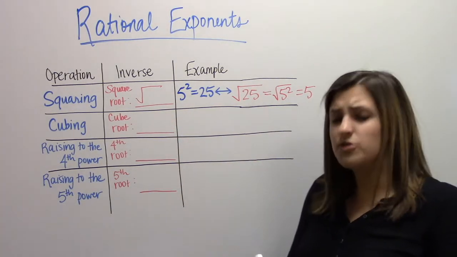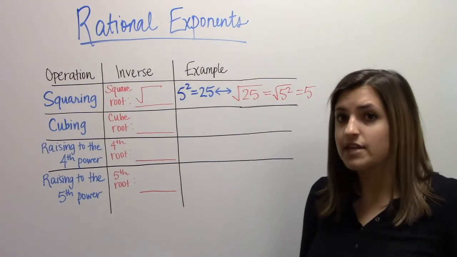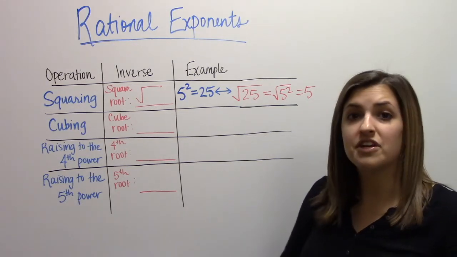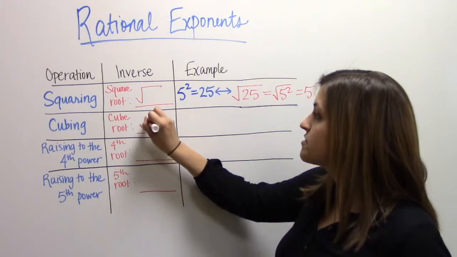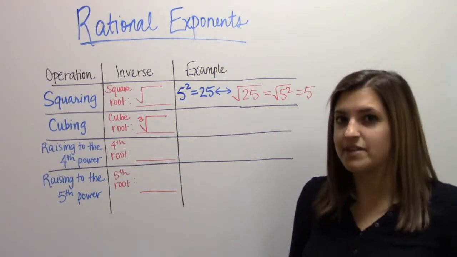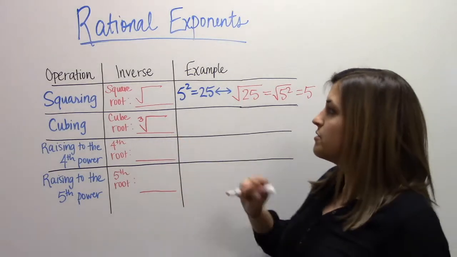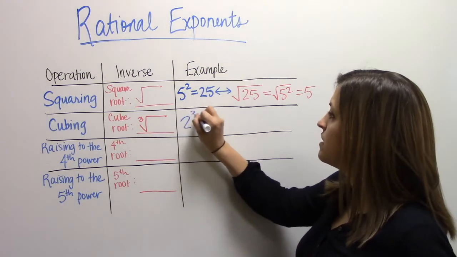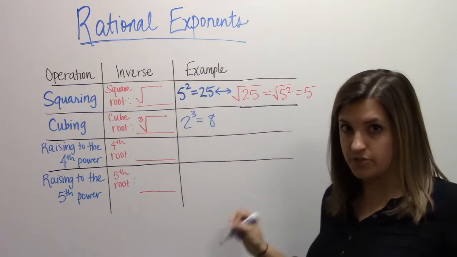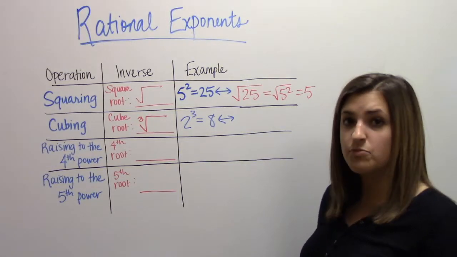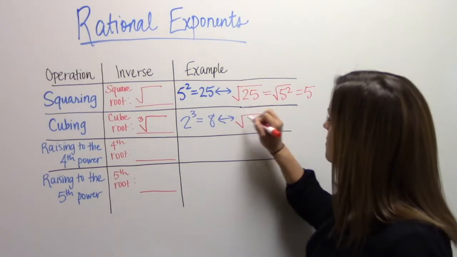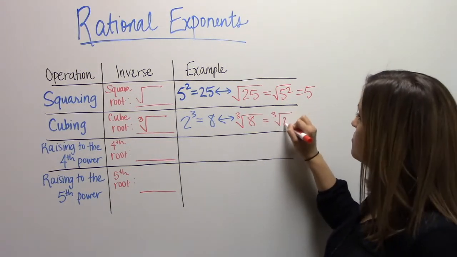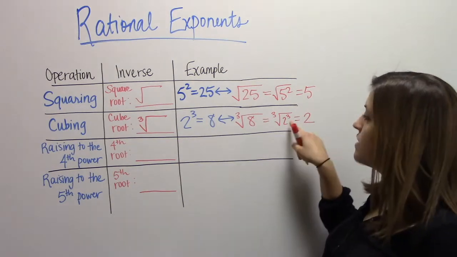All right, what about cubing? So cubing is when I put something to the third power. And how do I undo that? I take what's called the cube root, which looks a lot like the square root, but it has a little 3 there to tell me it's actually a cube root. So that's what a cube root looks like. And let's see an example. So an example would be 2 cubed equals 8, 2 times 2 times 2. And to undo this, we would take the cube root of 8, which is really the cube root of 2 cubed, which would undo that cube and give me back 2.